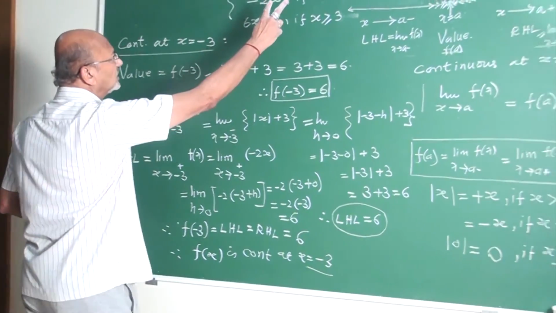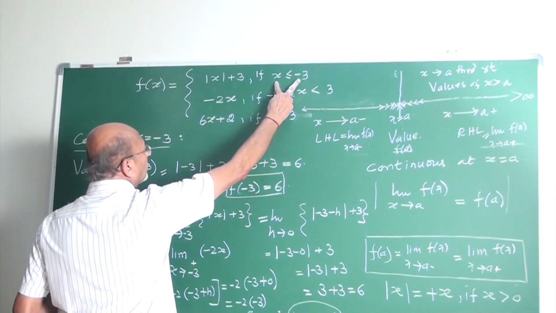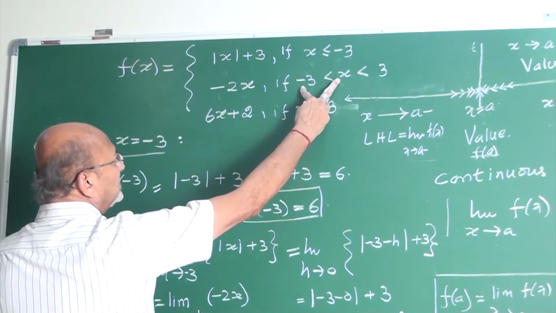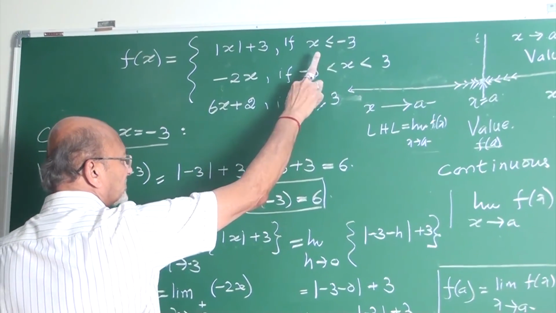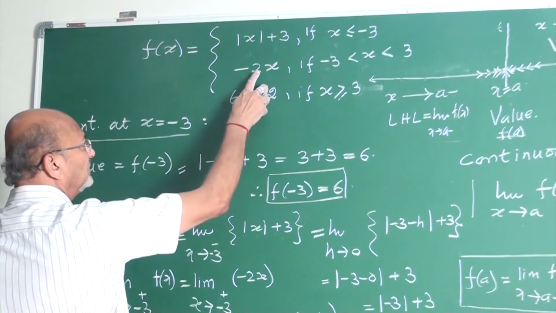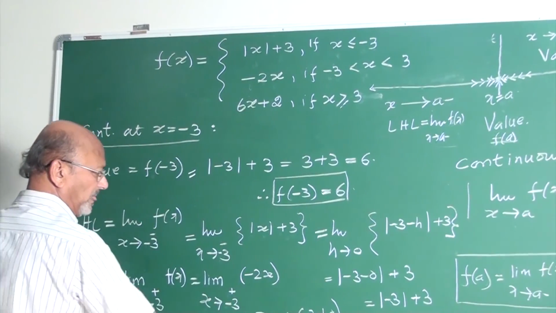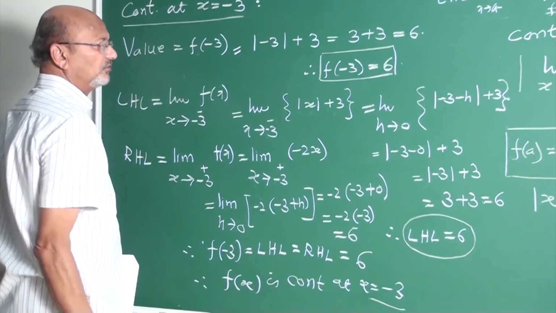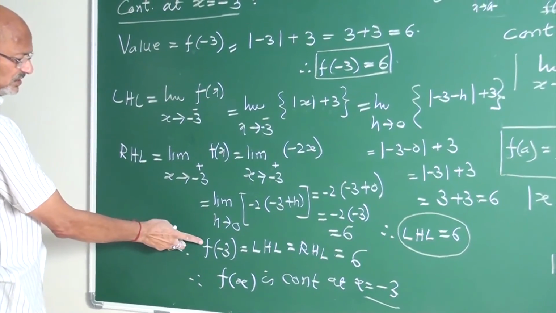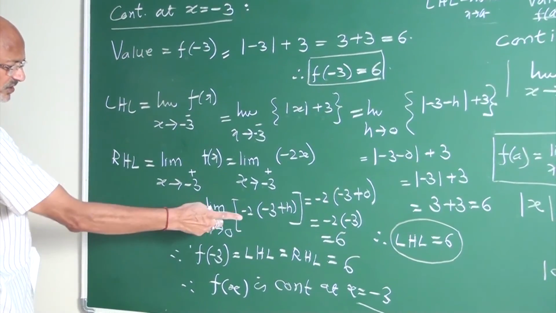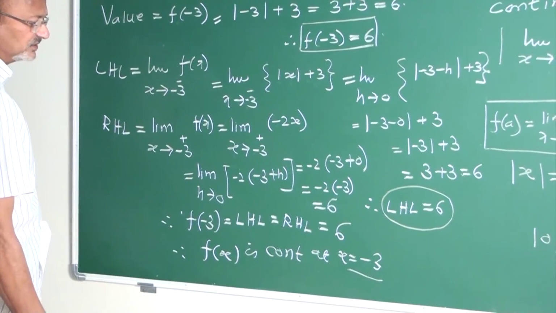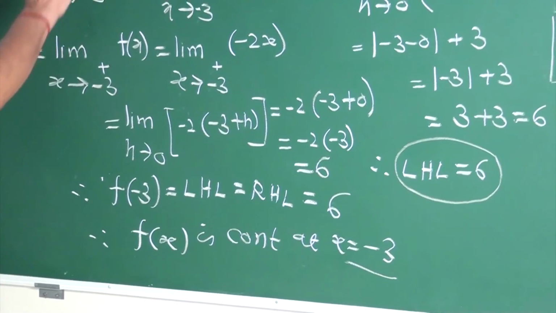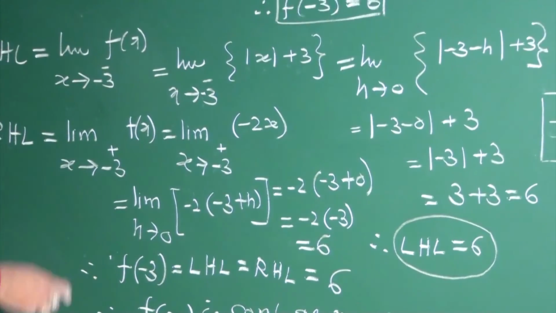Here, for LHL, -3 is less than x, meaning x is greater than -3. This is for RHL. In all the three cases, what is the calculation? All the three are equal to 6. Therefore, the function is continuous at x equal to -3. This is one good example.